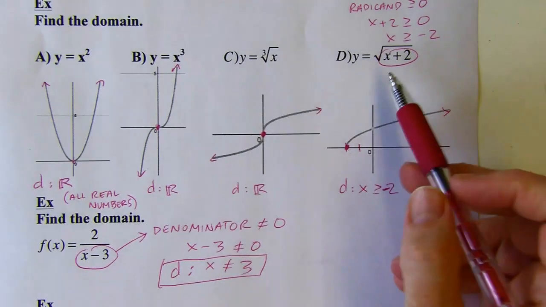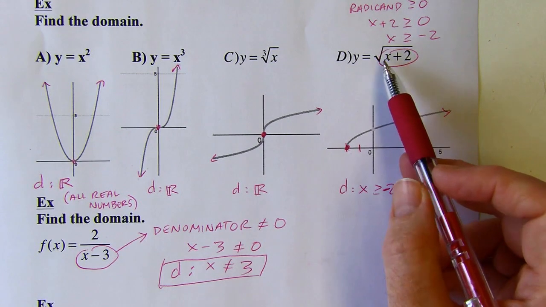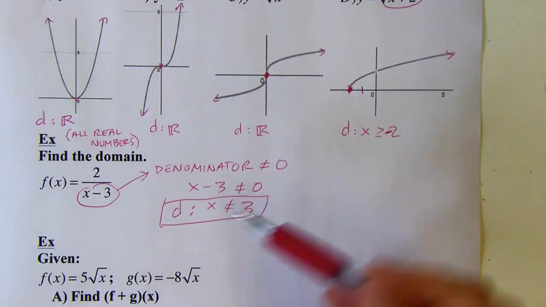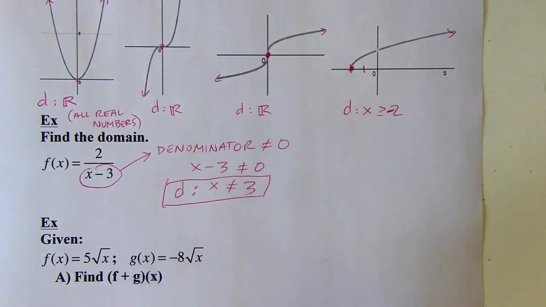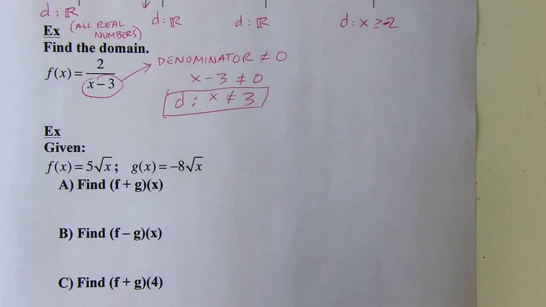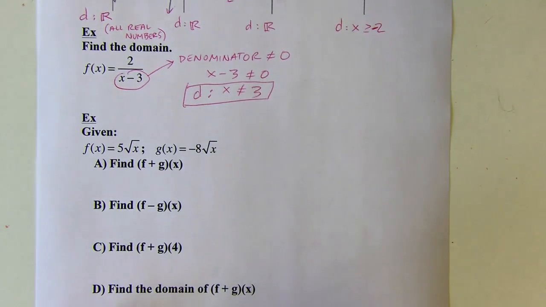So for radicals, the radicand has to be positive or 0 if it's an even index. And then if you've got a fraction, the denominator can't equal 0. So watch out for that as well, okay? All right, those are really the two limits that we have to watch out for with domains at this time, okay?